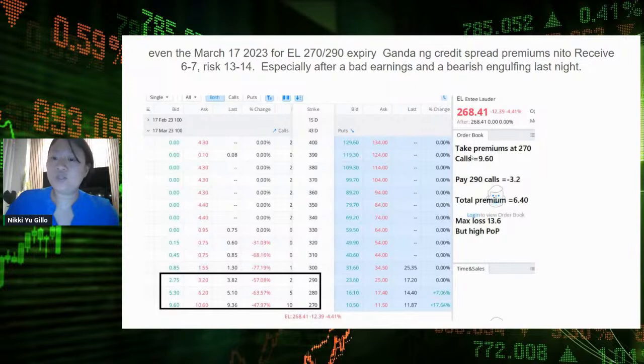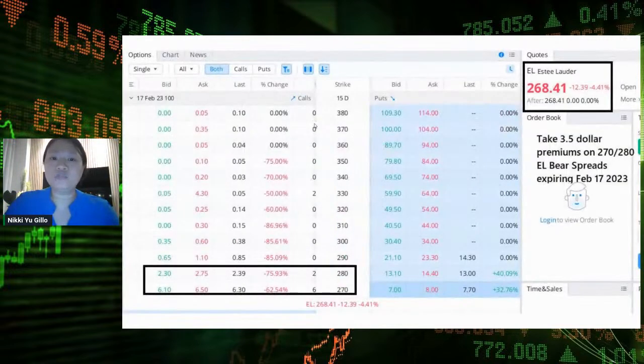So this is how you do it. You sell, let me repeat, you sell the 270 calls, you receive this premium of $960. Then you have to pay for the 290, which is $320, which reduces your premium by $320. That's why you're just receiving $640 net credit spread. Nonetheless, with that type of risk reward, it's still good because imagine you wait, what? This is just 43 days. The other one is just 15 days.